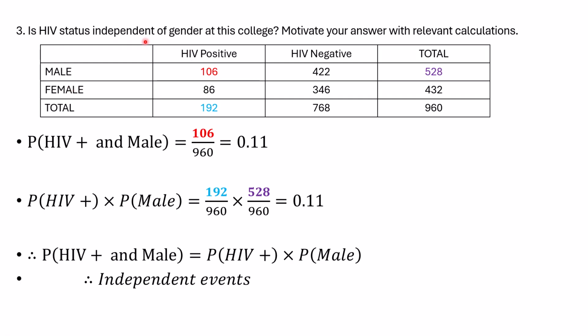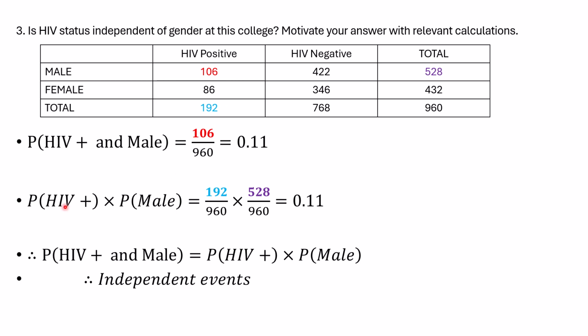Independent, right, the probability of being HIV positive and a male must equal the probability of HIV positive times the probability of being a male. So if I say HIV positive and a male, there where the two meet, 106, 106 over 960, which gives me 0,11.